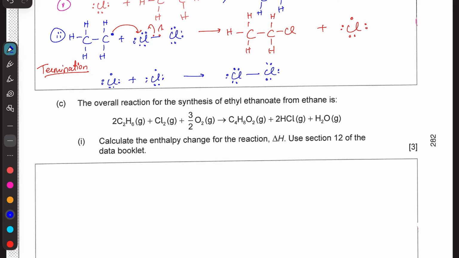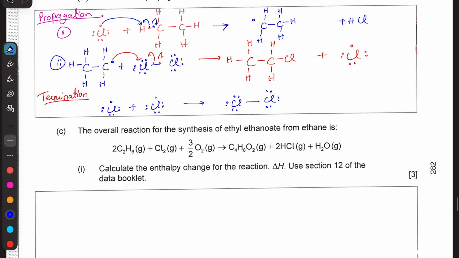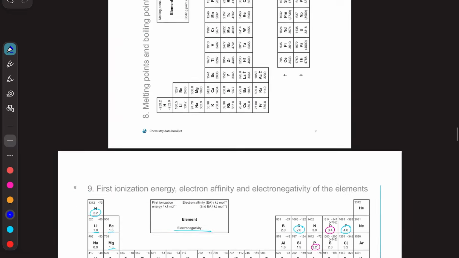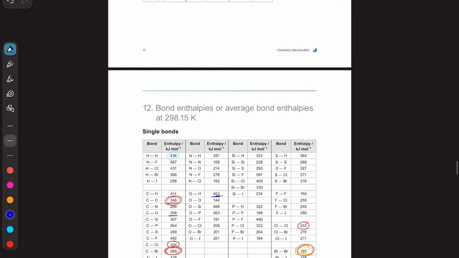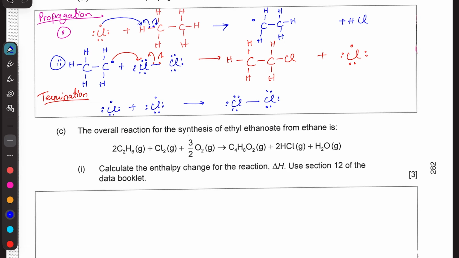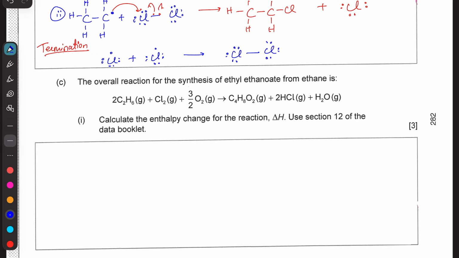The overall reaction for the synthesis of ethyl ethanoate from ethane is given by this reaction. To find the enthalpy change of this reaction, use section 12. Section 12 of the data booklet gives you the bond enthalpies. If you just go here, there are the bond enthalpies, right? And we have to take values from here, basically. So before that, we need to know the structures. 2C2H6. C2H6 looks like this. Correct. So you have to break all the bonds on the reactant side, and form all the bonds on the product side.